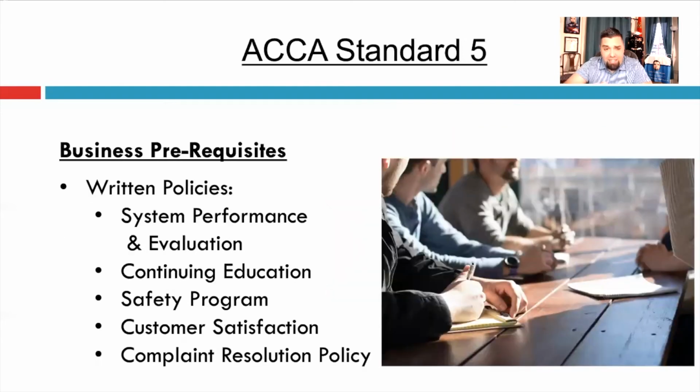Written policies. Your business needs to have a system performance and evaluation policy. So how you actually inform a customer on what's wrong with a system and why it needs to be upgraded or replaced, and meet standard 5, right? That needs to be a company policy. If it's just you as a salesperson, this is probably easy. If it's not, and you have a large service department, installation department, multiple salespeople, you need to have everybody agree on this policy and have it written down.